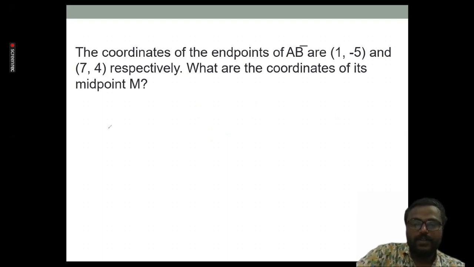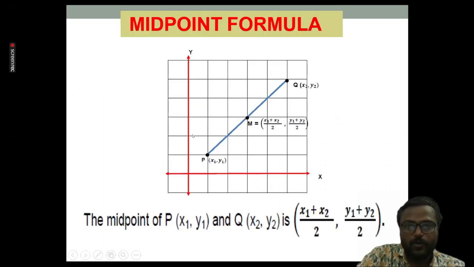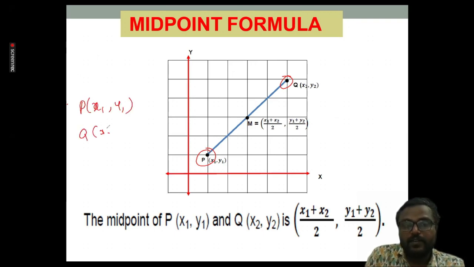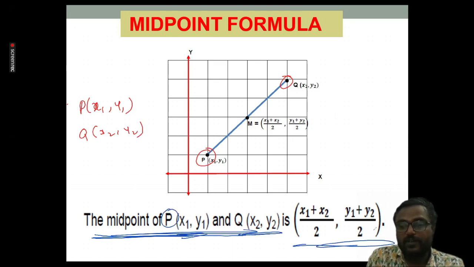I'll just explain to you shortly what a midpoint is. What is the midpoint formula? Can you please note this formula down? Midpoint is nothing but the point that is equidistant from both the points. Now let's say this P has x1 comma y1 and Q has x2 comma y2. So the coordinates of the midpoint, for x1 y1, x2 y2, will be nothing but x1 plus x2 divided by 2 comma y1 plus y2 divided by 2.